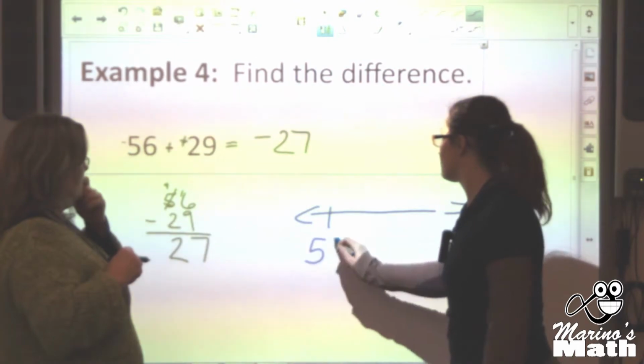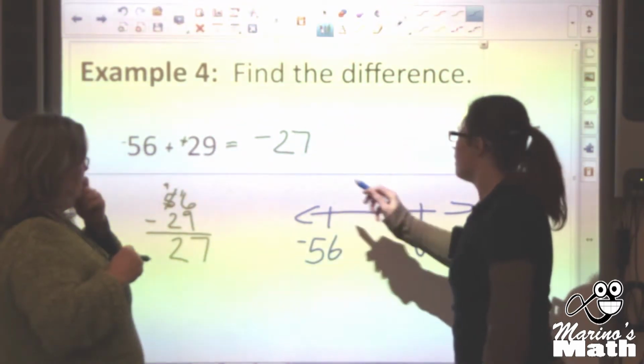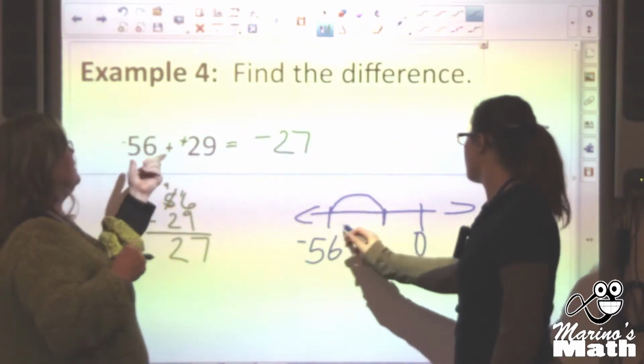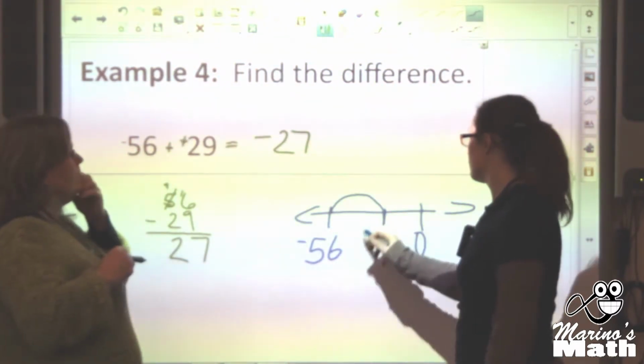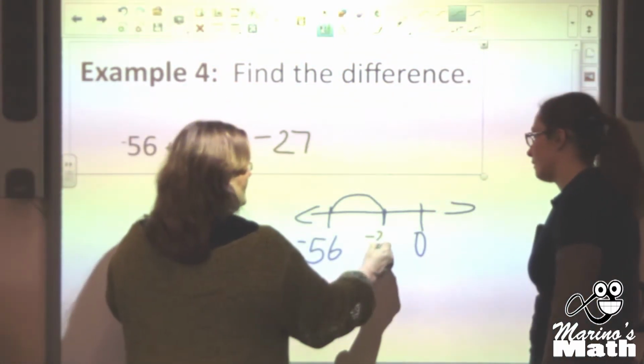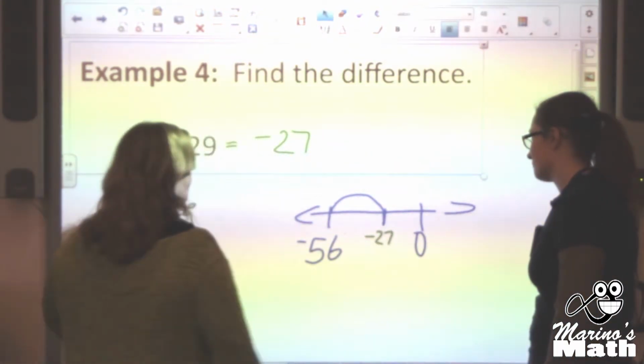You're at -56. A positive 29 means you're going towards 0 a little bit, but you don't get all the way there. The answer needs to be somewhere in between. Yeah, like, for instance, -27. I like it. Okay.